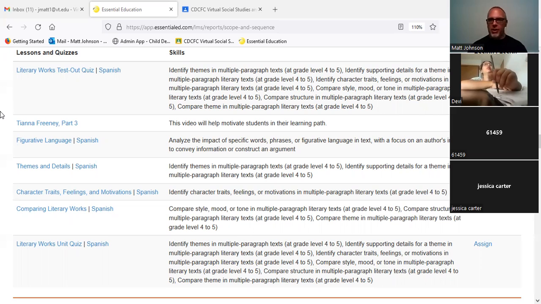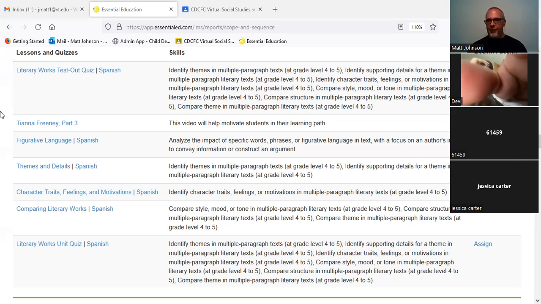So our last lesson, when we talked about themes and details, a different type of detail, things that support the theme rather than necessarily a main idea. Those things are interlinked, right? Main ideas and supporting details come along with nonfiction. Theme and details are more about literary works and fiction. So looking at character traits, feelings, and motivations today.